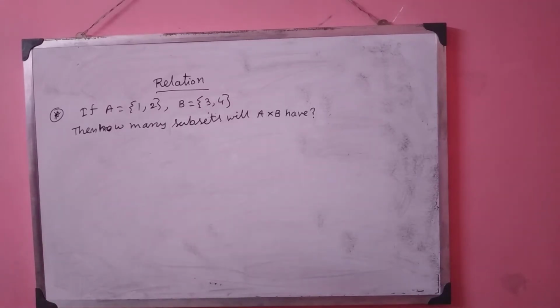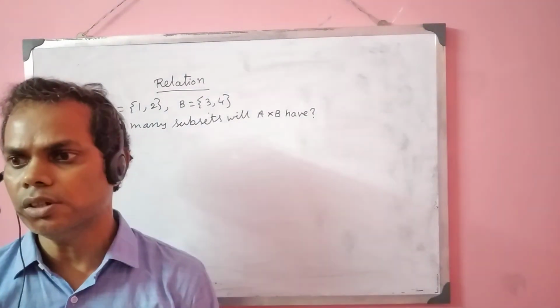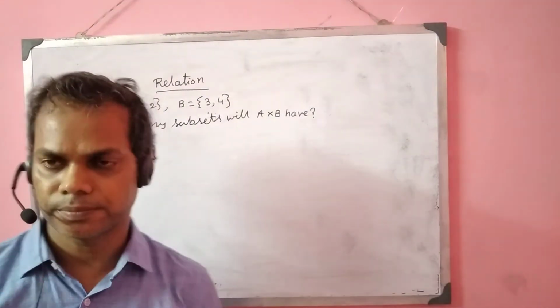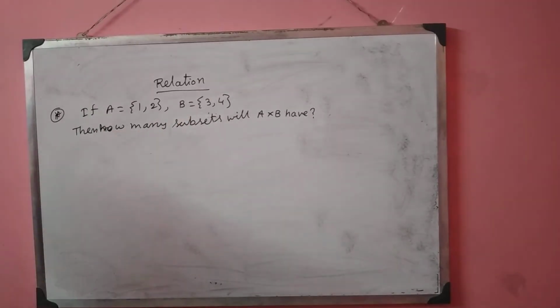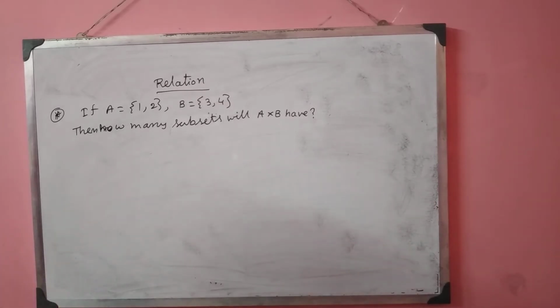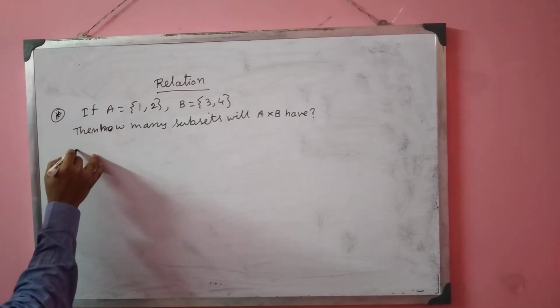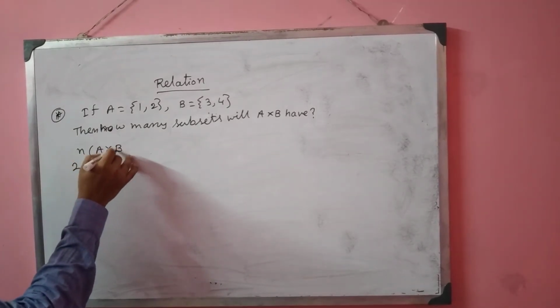If A equals {1, 2} and B equals {3, 4}, then how many subsets will A cross B have? Every set is a subset of itself, and the null set is also a subset of every set. So phi and A cross B are elements of the subsets of A cross B, and the formula for the number of subsets is 2 to the power n of A cross B.